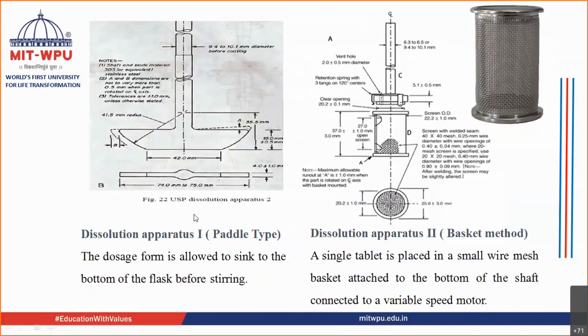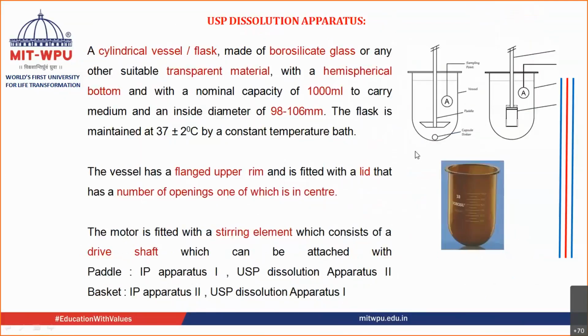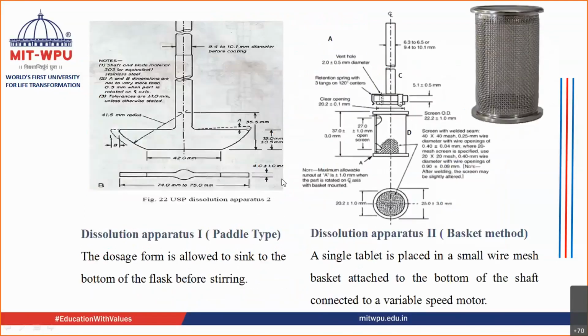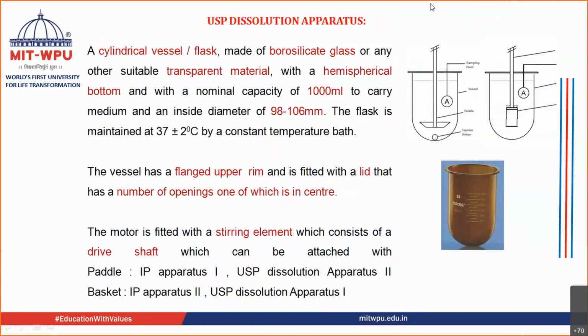Now, dissolution apparatus 1 is the paddle type assembly. This paddle can be removed, and instead of this paddle, you can attach a basket. In paddle type 1, the tablet for which you have to carry out the dissolution test is placed inside the vessel, whereas in the basket assembly, the tablet is placed over here. So that is the difference.